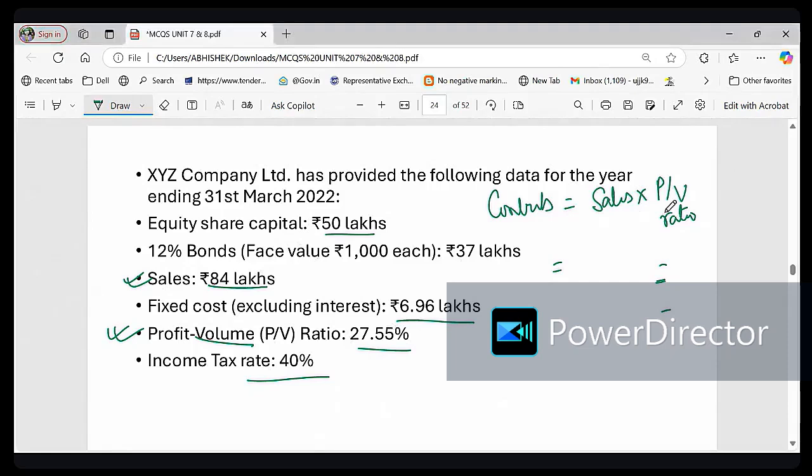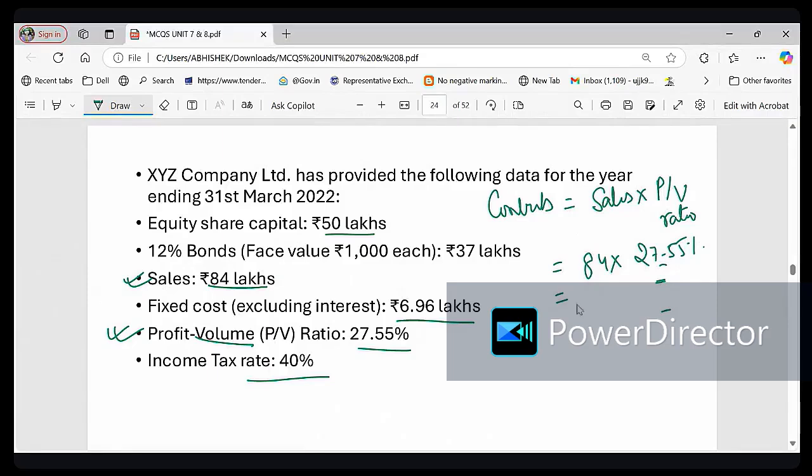So just multiply this sale by P by V ratio. How much you are getting as contribution? Please let me know, right? So sales is how much? 84 lakh. 84 lakh is your sales. And what is your P by V? P by V is 27.55%. So how much is 27.55% of 84 lakh?